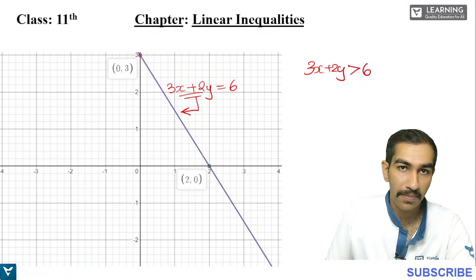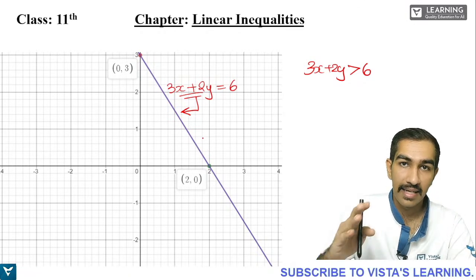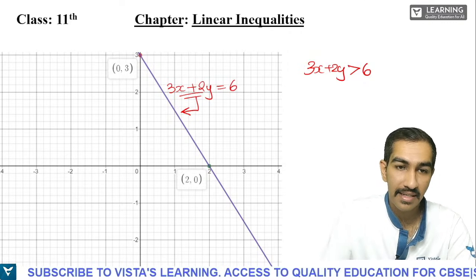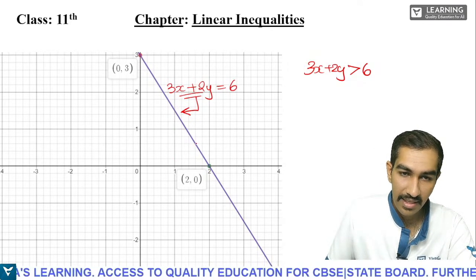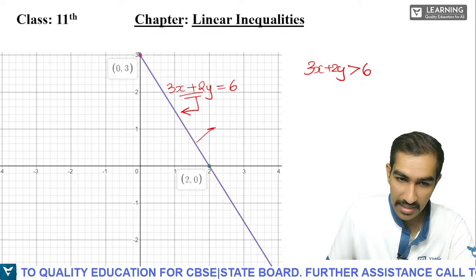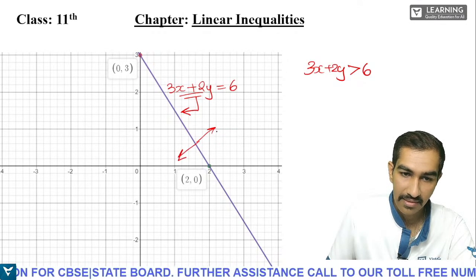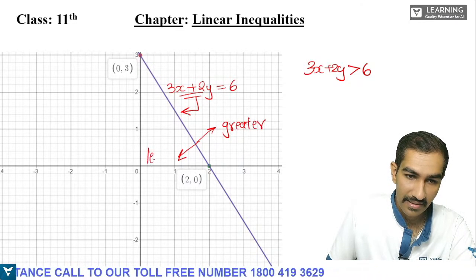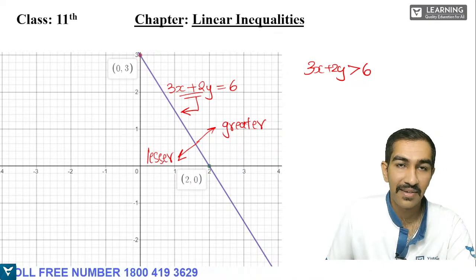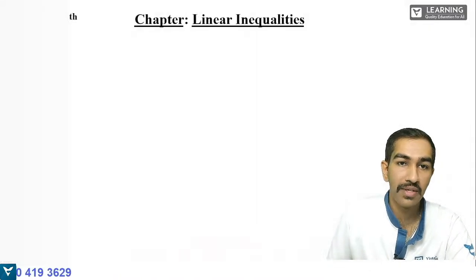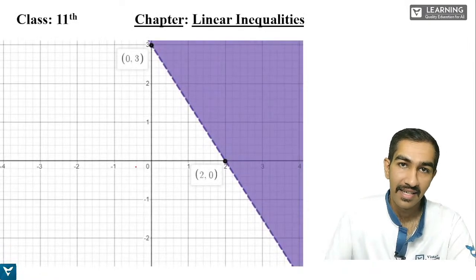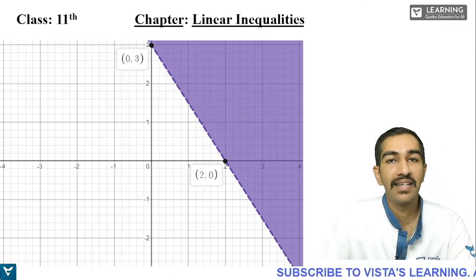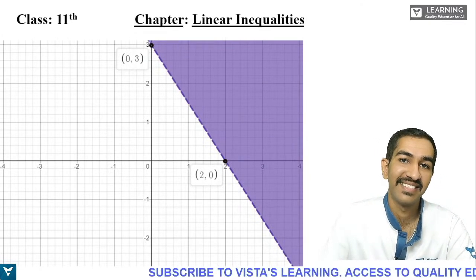Whatever purple line you're seeing on your screen is the line 3x plus 2y is equal to 6. Now they are telling greater than 6, right? If you go above the line, it is greater. If you go below the line, it is lesser. So this is greater, and this is lesser. Here they have told greater, so what will be the solution? The solution will be something like this. The shaded part you can see on your screen is the graphical solution of the given inequality. Understanding?